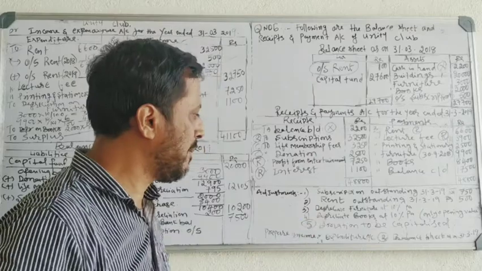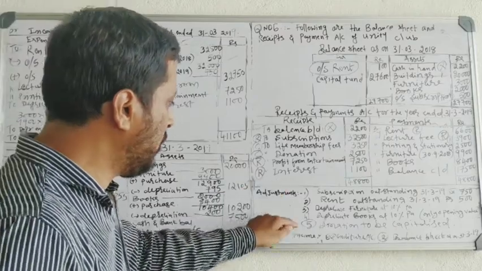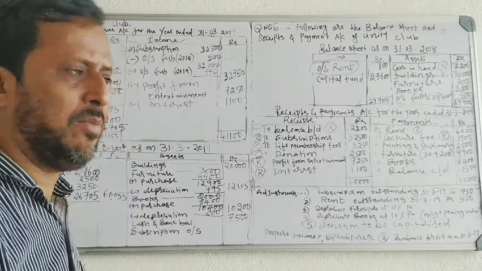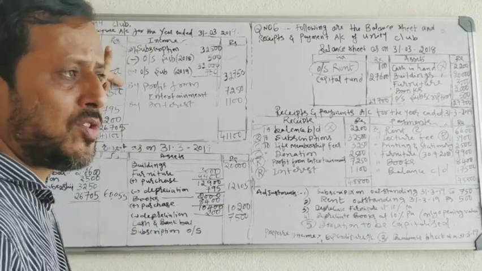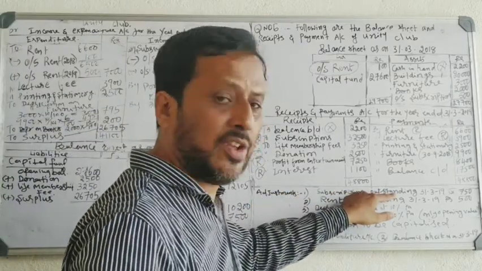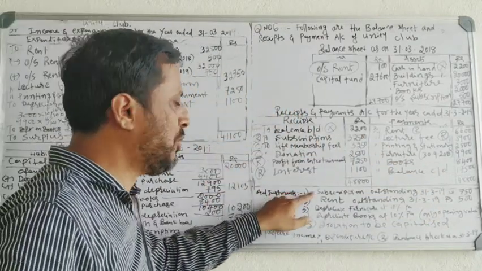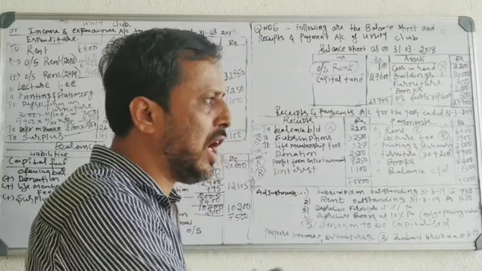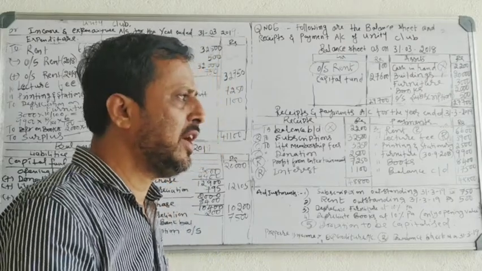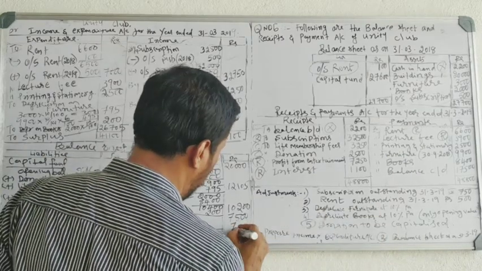Now see the adjustments. Subscription outstanding. Adjustments you have to record two times. Once in the income and expenditure account, another time in the balance sheet. Subscription outstanding, this is current year 2019. You have already added it here. Subscription outstanding means we have to receive the subscription. The organization has to receive the current year subscription, so it is an asset. Subscription outstanding is 750.